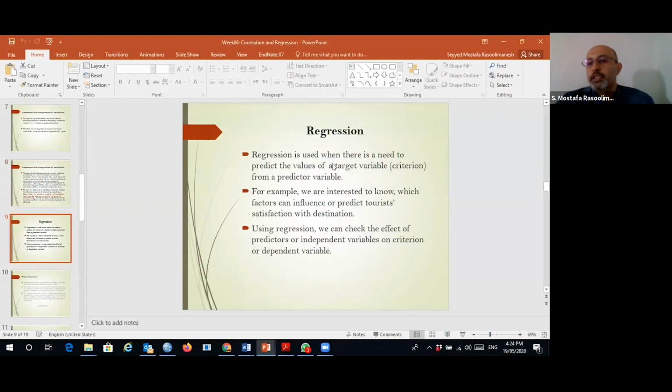For regression, we assess the relationship between variables. In simple regression, the relationship between two variables. But here we talk about a causal relationship. Causal relationship means one variable has an effect on another variable, right? So there is cause and effect.